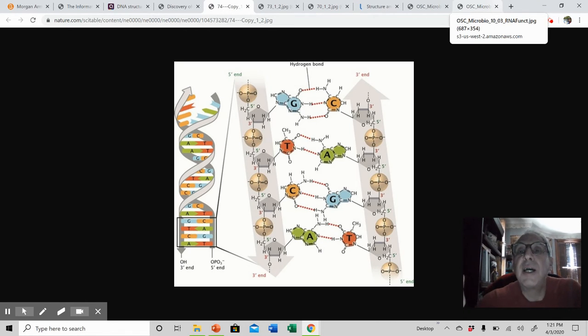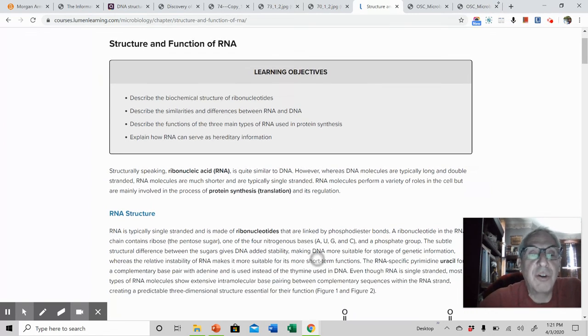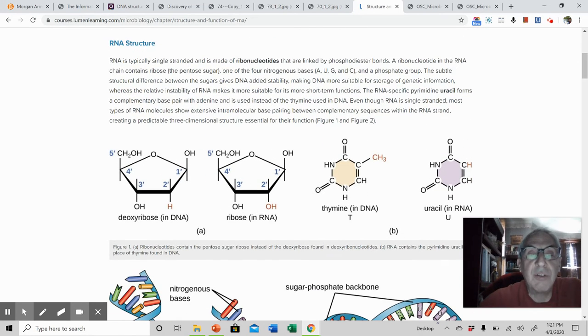Let's look at the function of RNA. RNA is a little different than DNA. RNA has uracil in it, and it's used to communicate with the rest of the cell, the rest of the body, for the purpose of making protein. Here you can see the structure of RNA. Instead of DNA having deoxyribose, you have a different sugar: you have ribose.